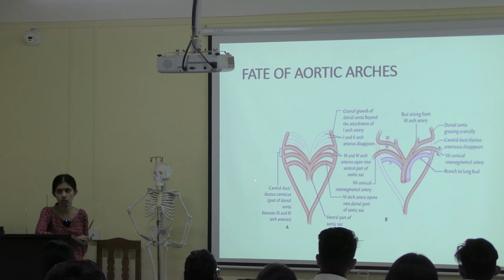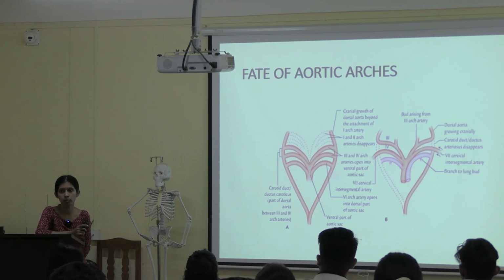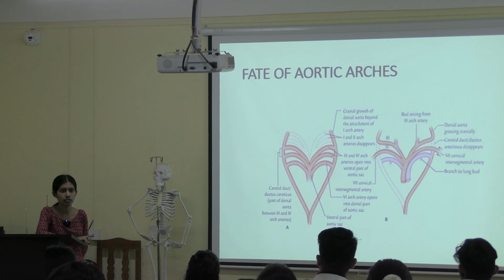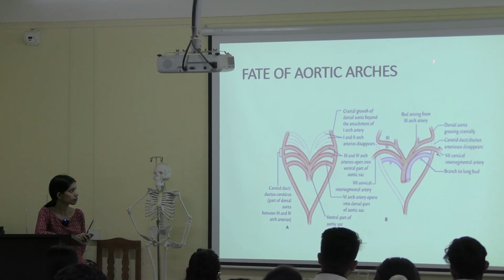This will be your MCQ question. The last one: what is the name of the dorsal aorta part present between your third and fourth aortic arches? And the answer is ductus caroticus. Sorry, ductus caroticus. Okay.